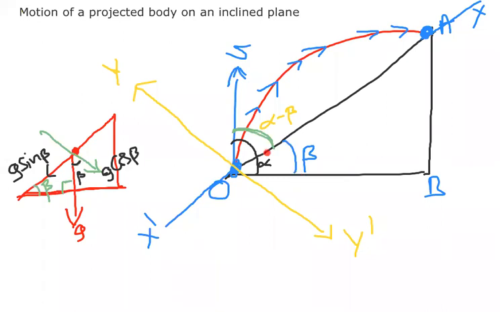Obviously this angle will be alpha minus beta. So the body is projected on the inclined plane with an angle alpha minus beta. This is the projection angle with respect to the inclined plane. Here we are taking the inclined surface along the x-axis, and perpendicular to this is the y-axis. Now I am drawing that inclined plane again.